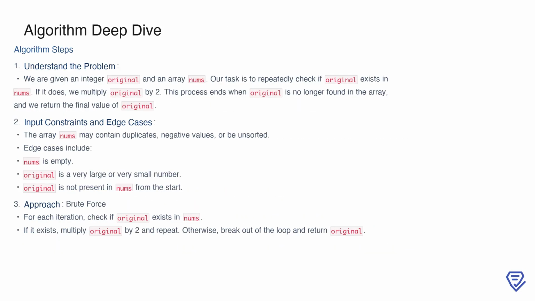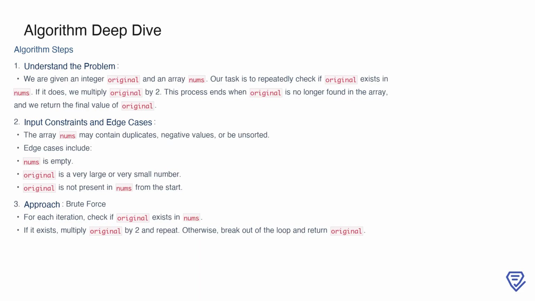To solve this problem, we start by understanding the task. We are given an integer called original and a list of integers named nums. The goal is to repeatedly check if original exists in nums. If it does, we multiply original by 2 and continue the process until original is no longer found in the array. At that point, we return the final value of original.